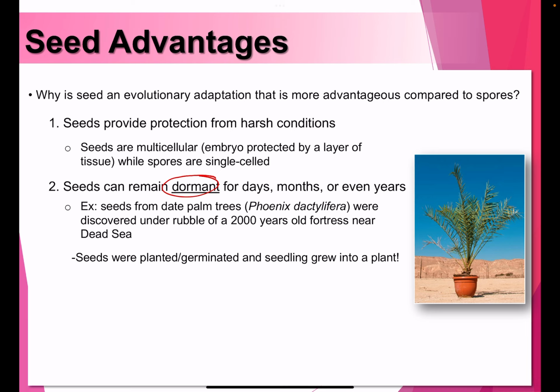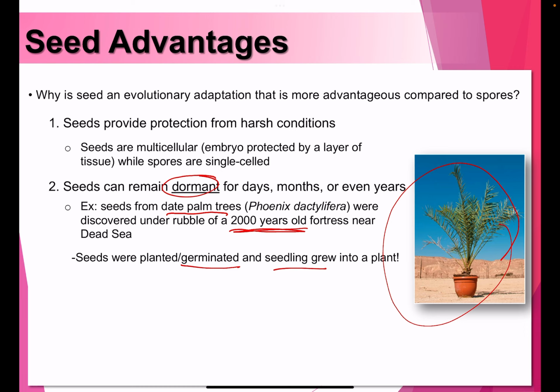An example of that is seeds from date palm trees, which have the scientific name Phoenix dactylifera, that were discovered under rubble of a 2,000-year-old fortress near the Dead Sea. So when scientists discovered this bunch of seeds, they were like, well, why don't we try to plant them and see what happens? So they planted the seeds. The seeds germinated, and seedlings grew into a plant like this.